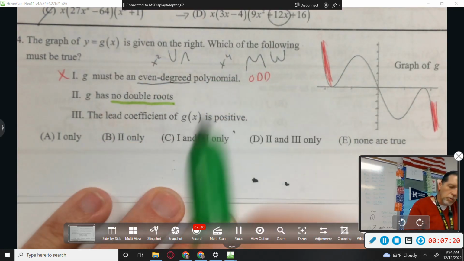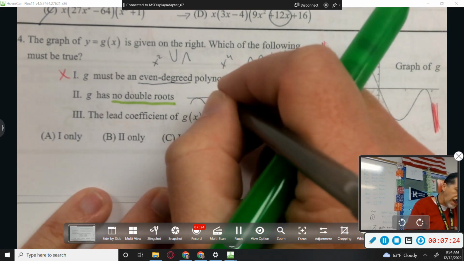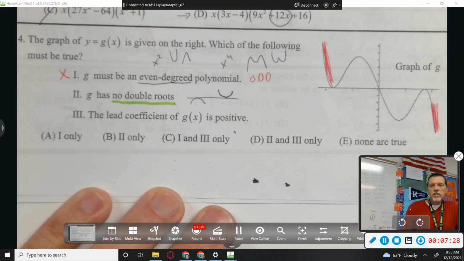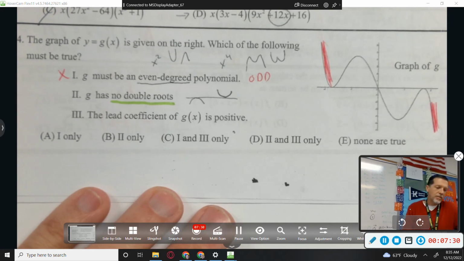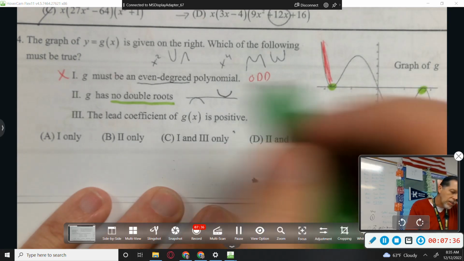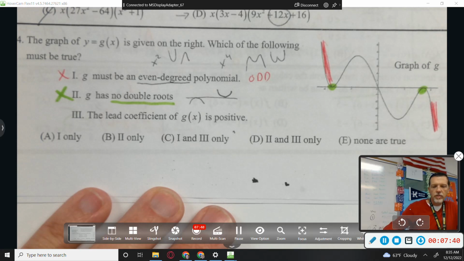A double root. So a double root, remember that's where it bounces off the x-axis somewhere. So does that graph have double roots anywhere? Yeah. In fact, it's got one there and one there. So that thing has 2 double roots. So statement 2 is false.